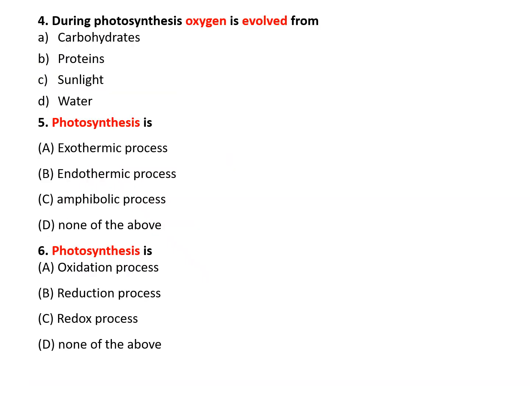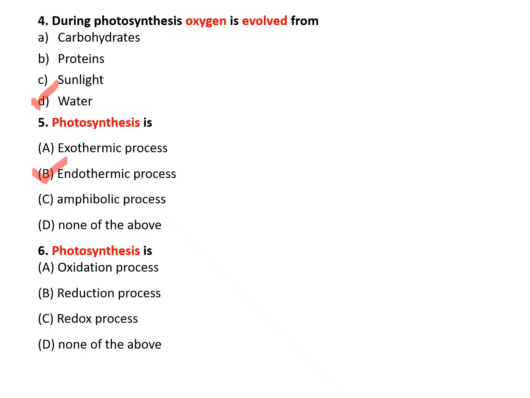The next question number 4. During photosynthesis, oxygen is evolved from option A carbohydrate, option B protein, option C sunlight, option D water. Correct answer is option D water. This is a very important MCQ. The next question number 5. Photosynthesis is option A exothermic process, option B endothermic process, option C amphibolic process, option D none of the above. Correct answer is option B endothermic process.